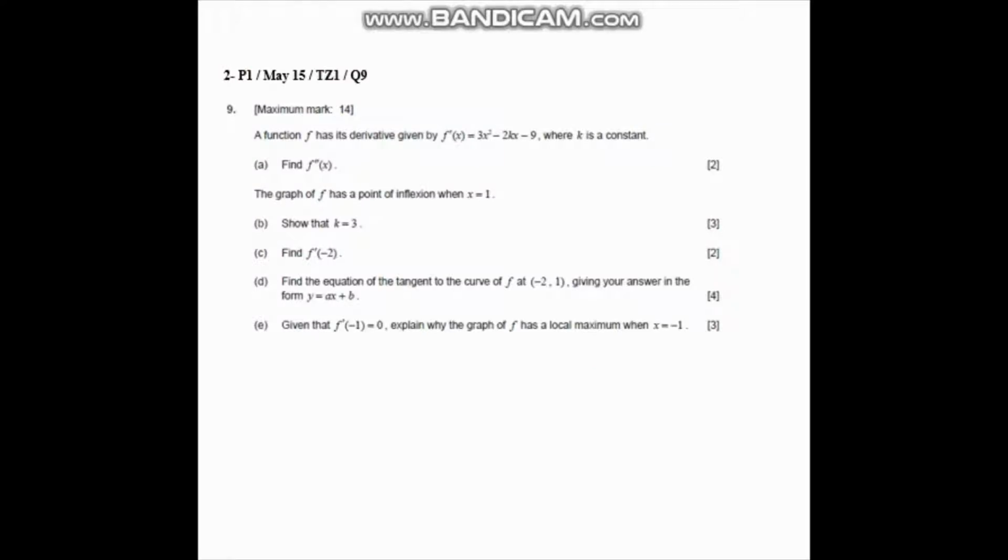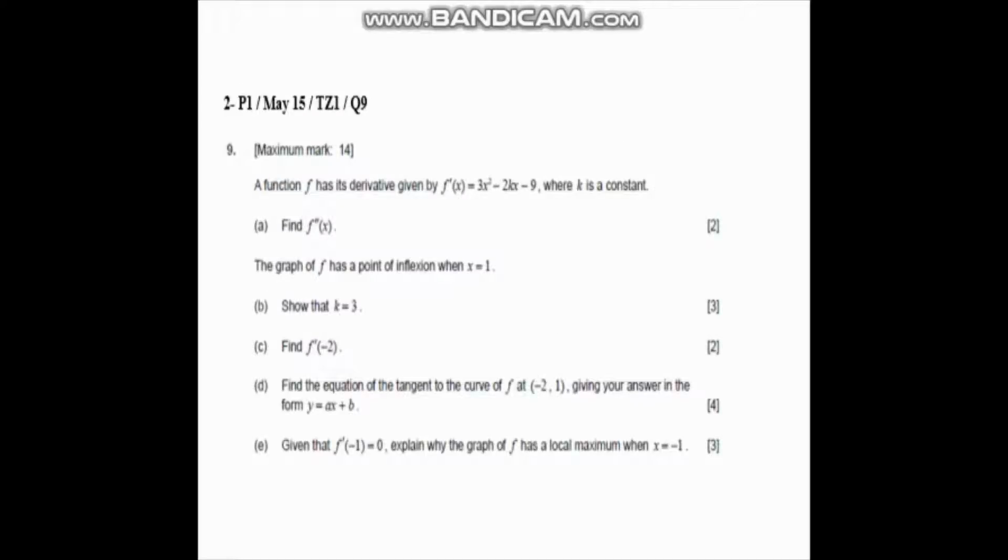So the second question that we shall solve came in paper 1, May 2015, time zone 1, question 9. Kindly take a minute, attempt to solve, and the answer shall follow through shortly. So you are given in the question that f dash of x equals 3x squared minus 2kx minus 9, and you are required to find f double dash.